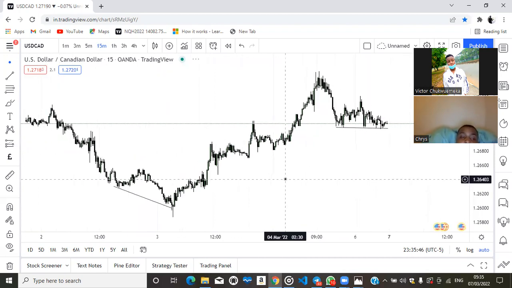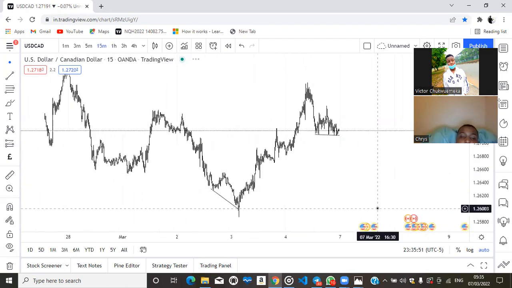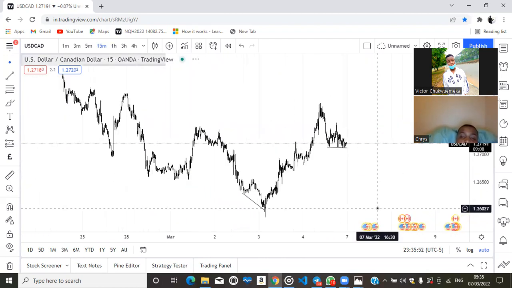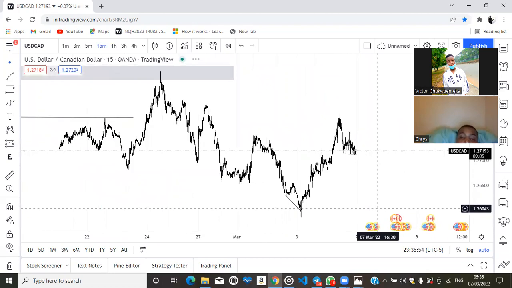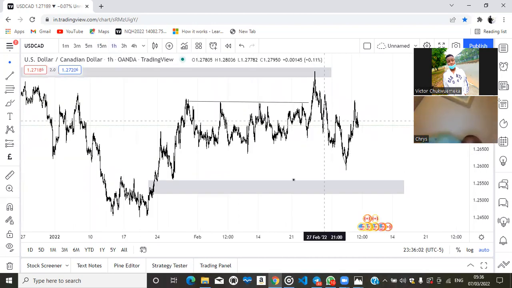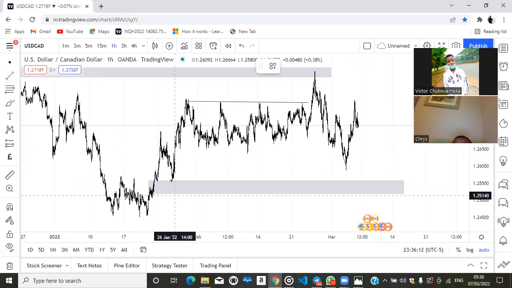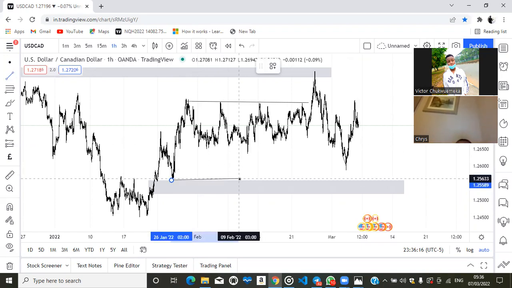But I'm hunting for sales. So with this high, I'm hunting for the sales. This week, I'm hunting for sales to sell up. And it's probably come to this daily imbalance because I can see swing lows here and here.